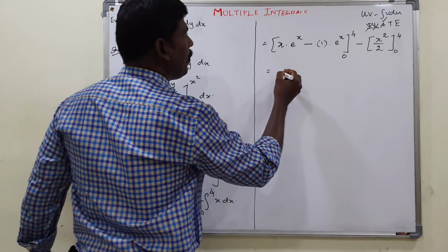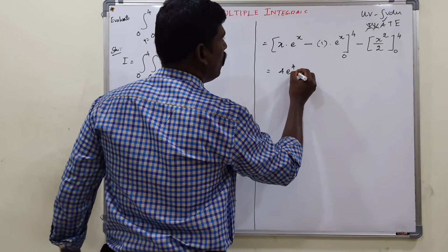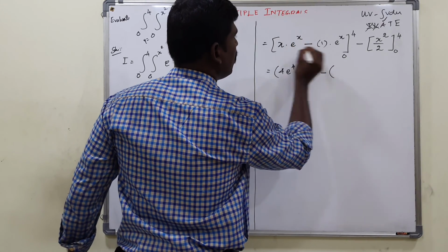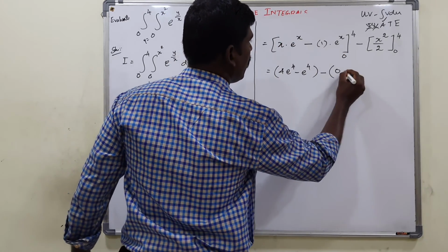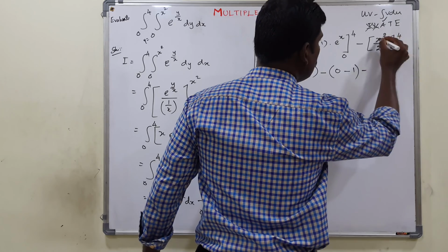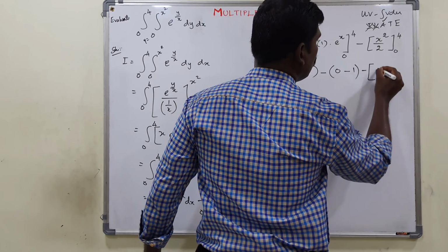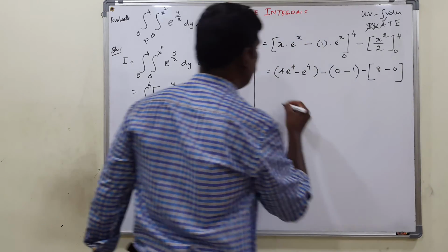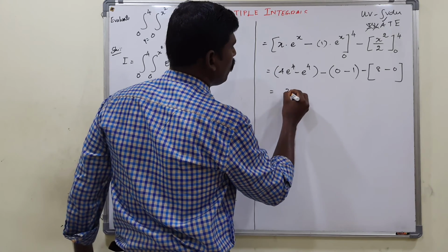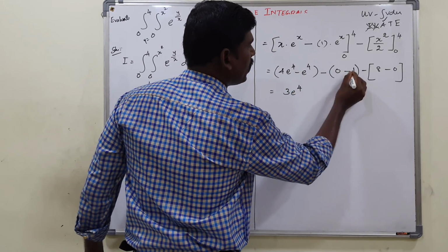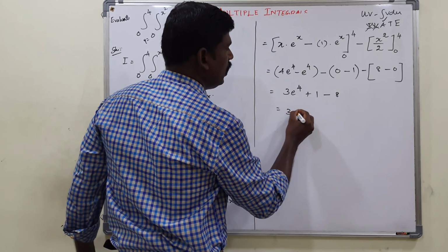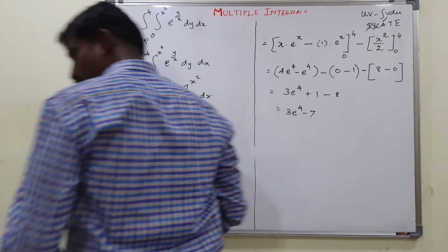So substitute the upper limit: 4 into e power 4 minus e power 4 minus e power 0. By substituting 0 for x, the first term becomes 0, minus e power 0, which becomes 1. Carefully write it here. Minus, here 16 by 2 is 8, 8 minus the lower limit 0. That's all. So 4 e power 4 minus e power 4 is 3 e power 4. Minus into minus is plus 1, minus 8. Multiply this minus inside the bracket. So 3 e power 4 minus 7 is the answer for the problem.